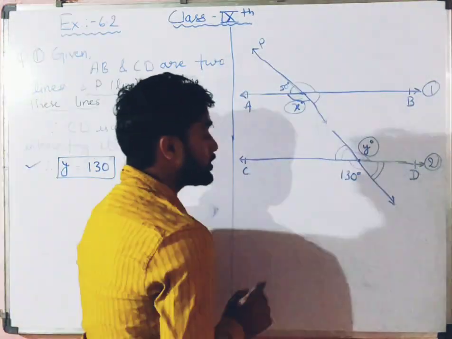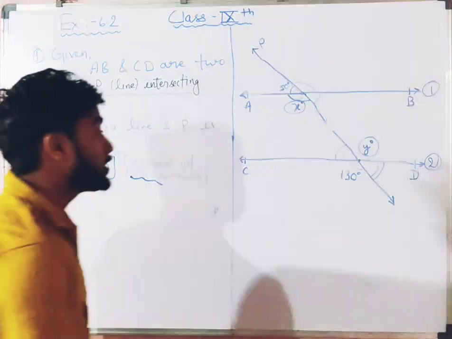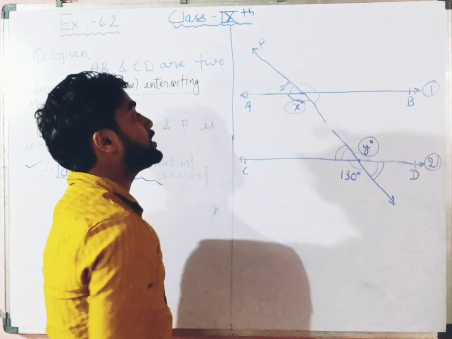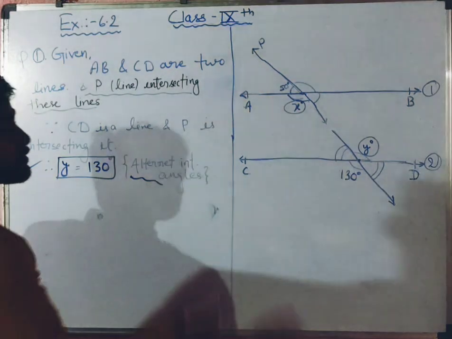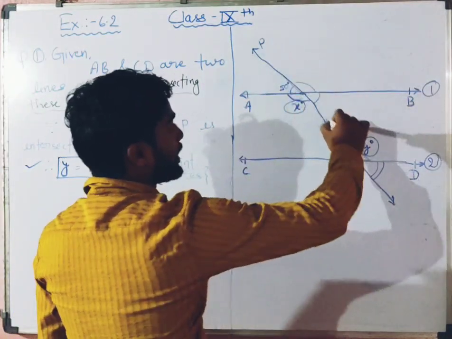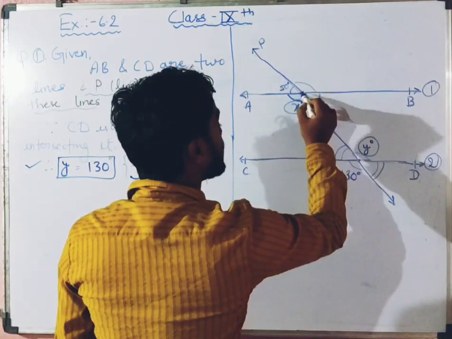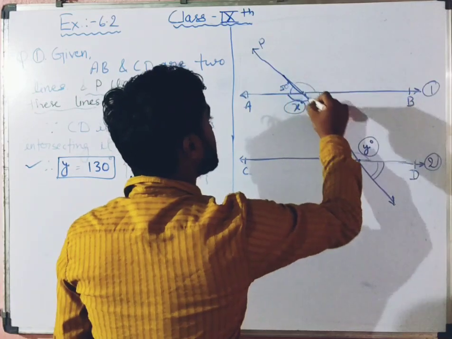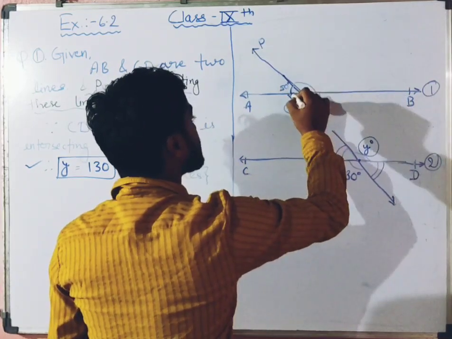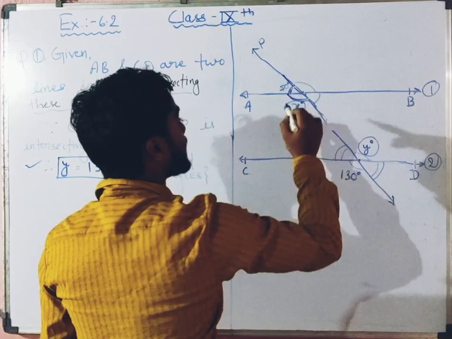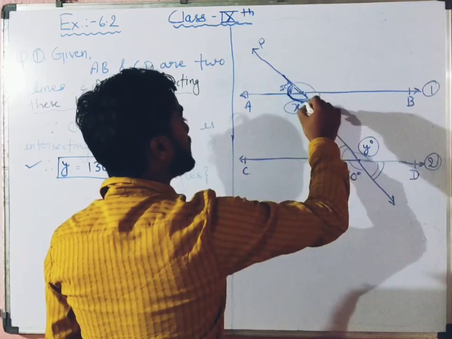Okay, so one thing is done. Now two more tasks are left. First, we have to find the value of x. See carefully: if P is a line, and AB is intersecting it at this point, that means these two angles are a linear pair. That means this 50 degrees and this x together make 180 degrees.